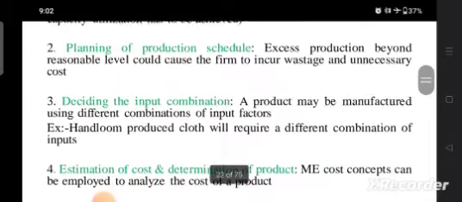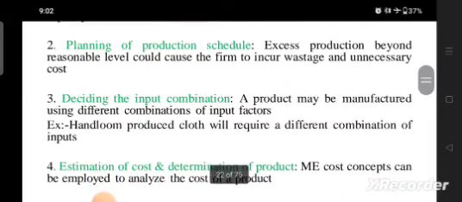And the next one is deciding the input combination. A product can be manufactured using different combinations of input factors, for example land, labor, capital and technology. So they can decide which combination gives the maximum output with minimum cost. For example, cloth produced on an automatic power loom, right? Hand loom produced cloth will require different combinations of input.